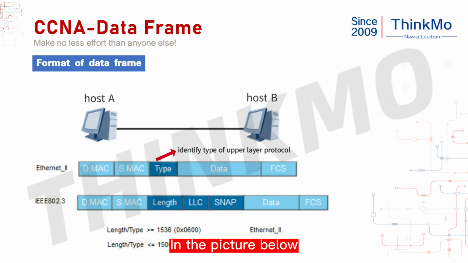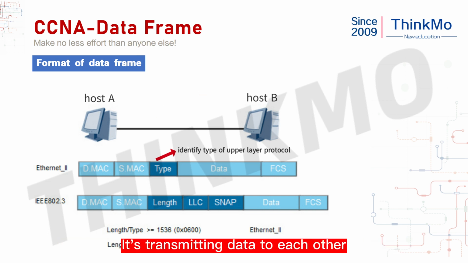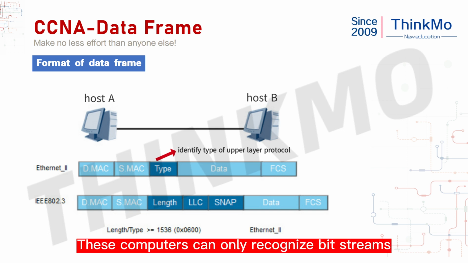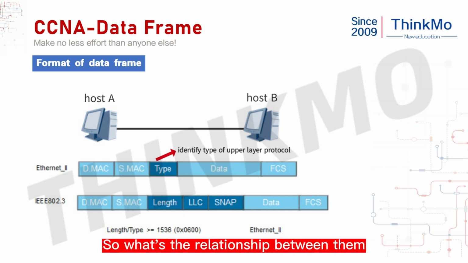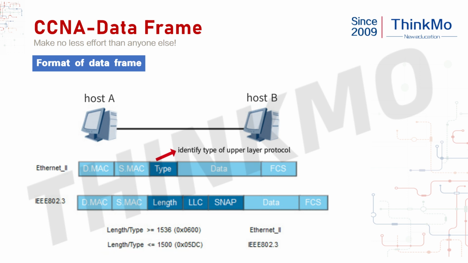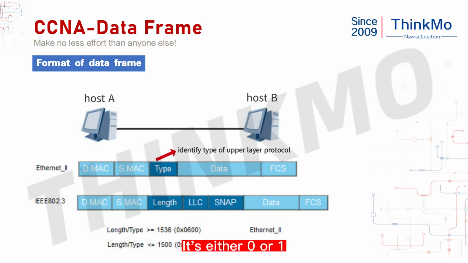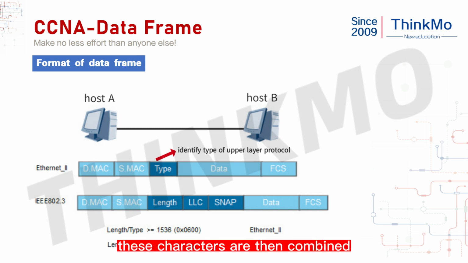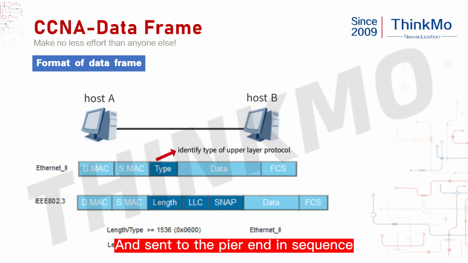In the picture below, hosts A and B need to communicate with each other, transmitting data to each other. These computers can only recognize bit streams or pulses. So what's the relationship between them? The first is that for the host, you have the bit. A bit is just a number in binary. It's either 0 or 1. These network devices recognize characters. These characters are then combined and sent to the peer end in sequence.